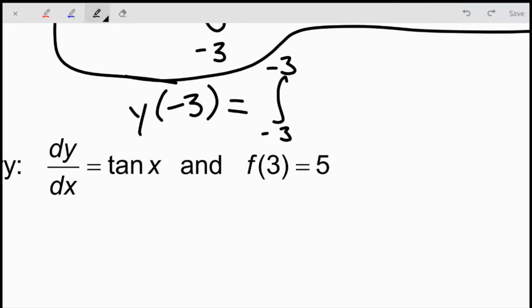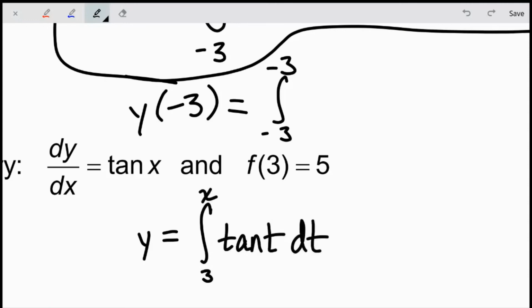Okay, so when you work this out, it's really the same idea as the last one. We've got the integral from 3 to x of tangent t dt. If I take the derivative of that integral, I am going to get tangent x. And now I need to make it go through the point (3, 5). I've chosen my lower limit to be 3 so that when I plug in 3 for x, that makes that integral 0. And then I can add 5 to make it go through the point (3, 5).